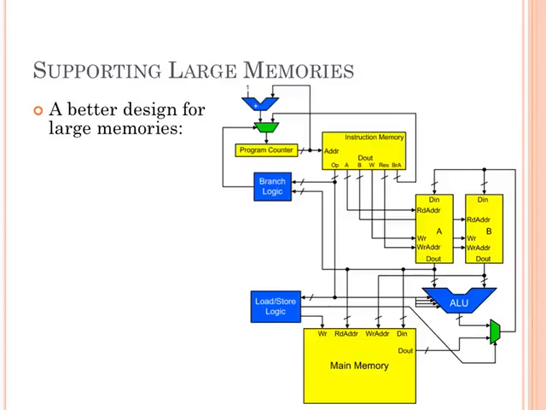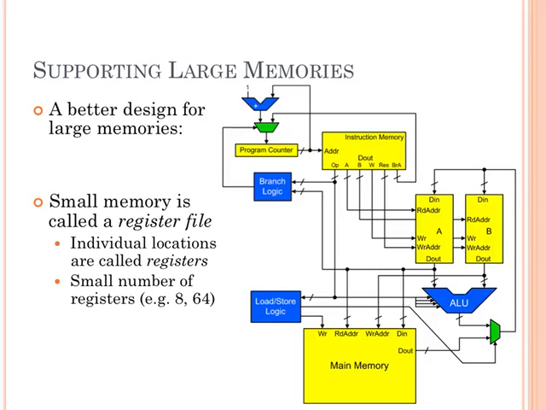So we have a small memory here, which we will now start calling a register file. And if you've ever heard the term registers, then this is where that comes from. It comes from locations in the register file, which the processor is able to operate on, perform arithmetic on, and it can operate on them very rapidly because the register file is stored on the processor itself. Okay? And like I said, you have a small number of registers, 8 or 64.